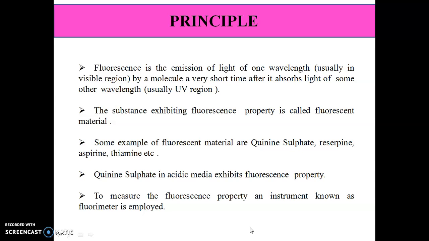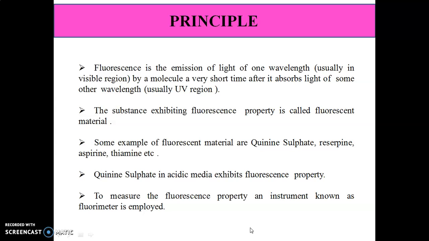Now phosphorescence: when light radiation is incident on certain substances, they emit light continuously even after the incident light is cut off. This type of delayed fluorescence is called phosphorescence, and the substances are called phosphorescent substances.